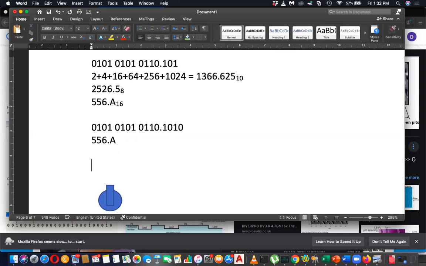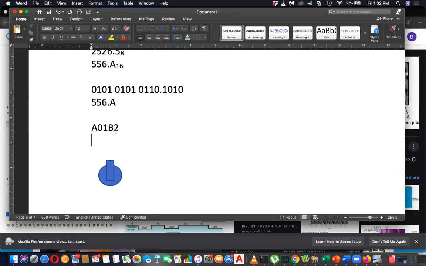So when you have a hexadecimal like A0, A1, B2, finding the binary is very easy. A means 1, 0, 1, 0. 0 means 0, 0, 0, 0. 1 means 0, 0, 0, 1. B means 1, 0, 1, 1. 2 means 0, 0, 1, 0. It's easy to find the binary, the machine binary.